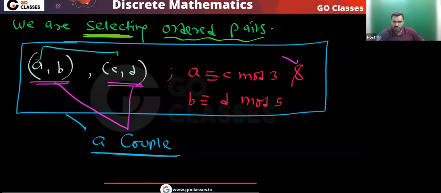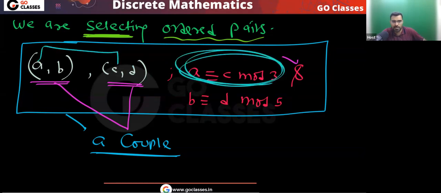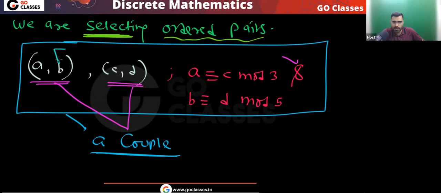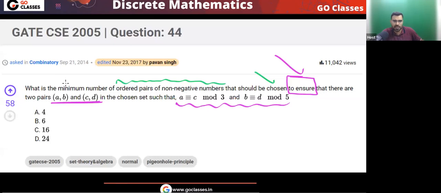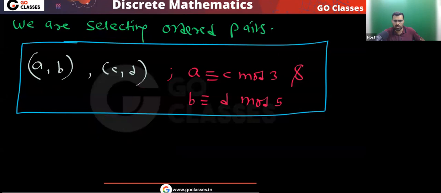A and C should give the same remainder when you divide by 3, and B and D should give the same remainder when you divide by 5. This type of pair we are calling a couple. The question is saying: minimum how many ordered pairs should I choose such that there is a guarantee that we will get a couple?